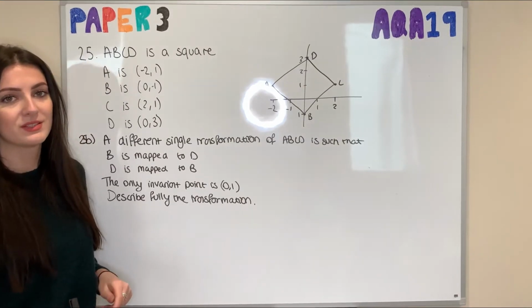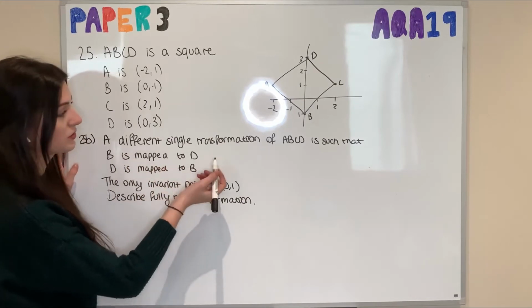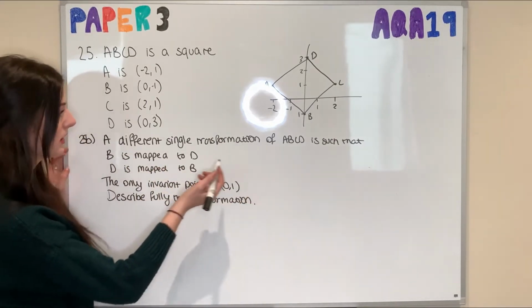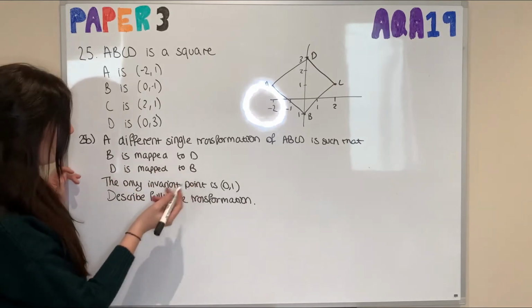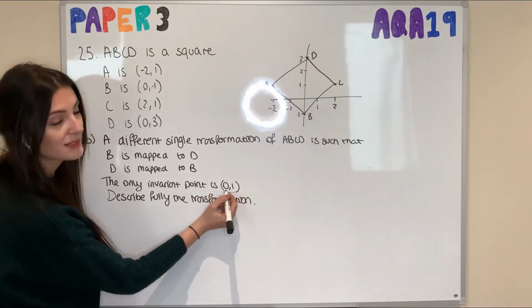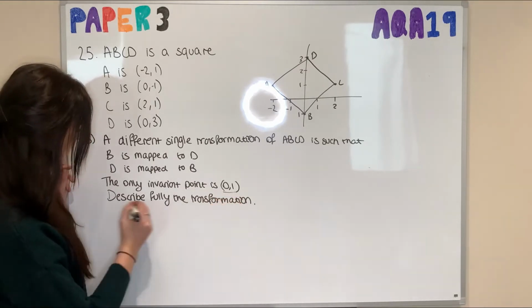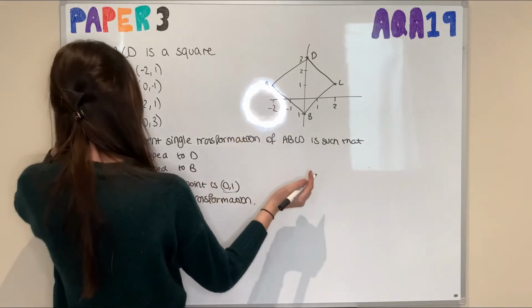Now we have a continuation of 25, 25B. Here we have a different single transformation of ABCD, such that B is mapped to D, D is mapped to B, and the only invariant point is x equals 0, y equals 1. Describe fully the transformation. So let's draw the square again.